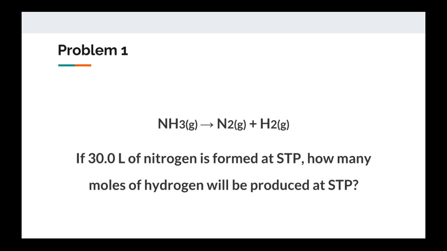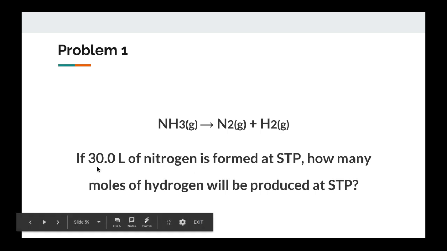Problem number 1 talks about the decomposition of ammonia gas. Now take note that your chemical equation is not balanced yet. So before beginning with any stoichiometry problem, I want you to always take note whether the equation is balanced or not, and if it's not, you need to balance it correctly before proceeding. So granting that you've already balanced it, take note of the problem.